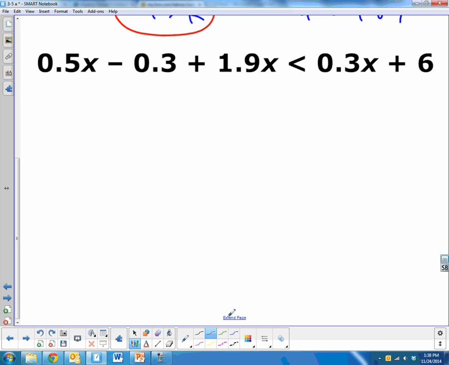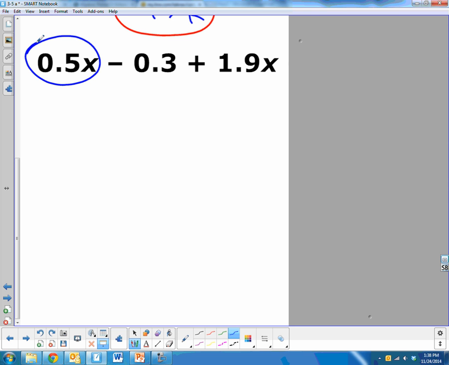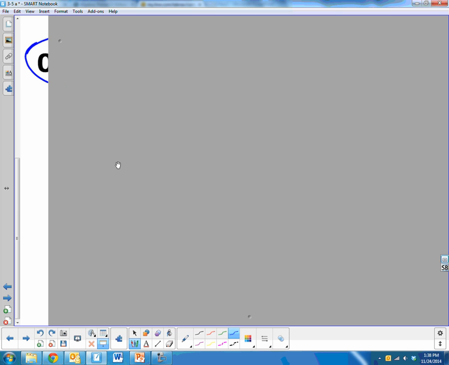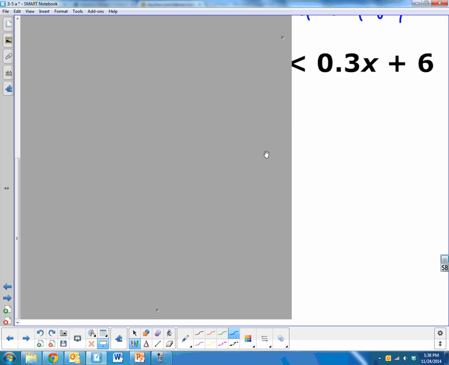Next one. So same idea, we're going to simplify both sides of the inequality before we do anything else. So on this side, combining some like terms, I've got 0.5x, 1.9x. I'm going to get 2.4x minus 3/10. And on the other side, there it goes, nothing. Can't combine anything together over there.